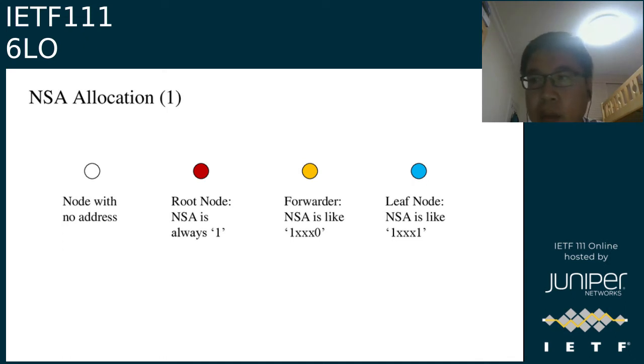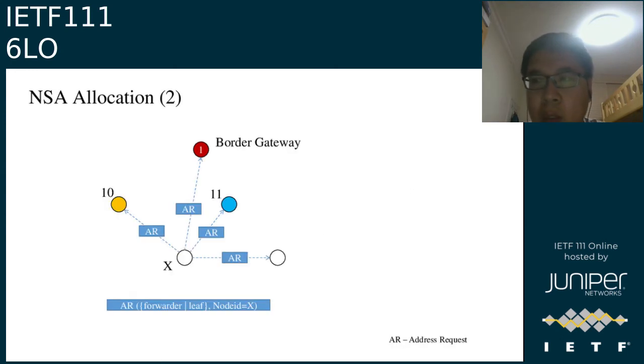Okay, nodes in an NSA network may be in 4 states. One is a node with no address, and the others are the root node, forward node, or leaf node. Next page, please. When a node, say node X, wants to request a native short address, it sends an address request message to its neighbors. The message carries the predefined role and the node ID information of node X. Next, please.